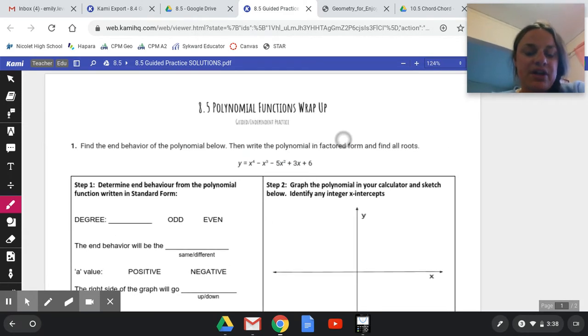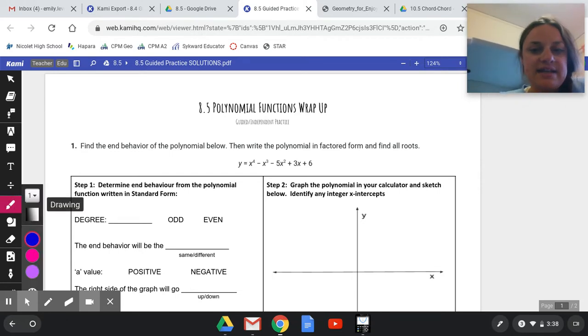So our first example here is y equals x to the fourth minus x to the third minus 5x squared plus 3x plus 6, okay? So you guys already know how to determine the degree. The degree, just a refresher, is the highest exponent. The highest exponent is 4, because x to the fourth is the highest exponent that I see.